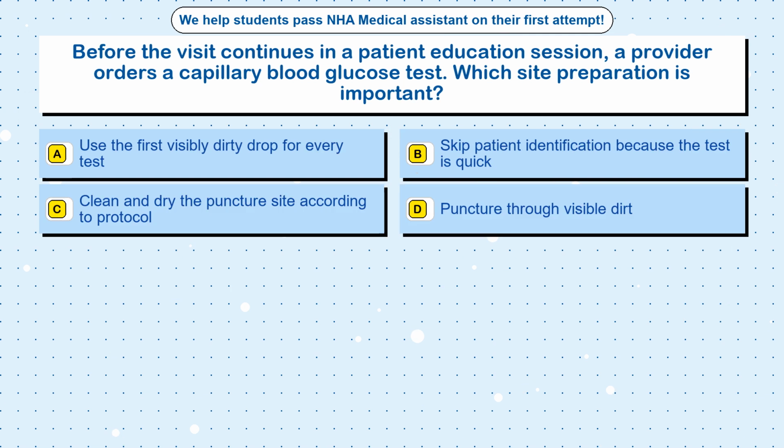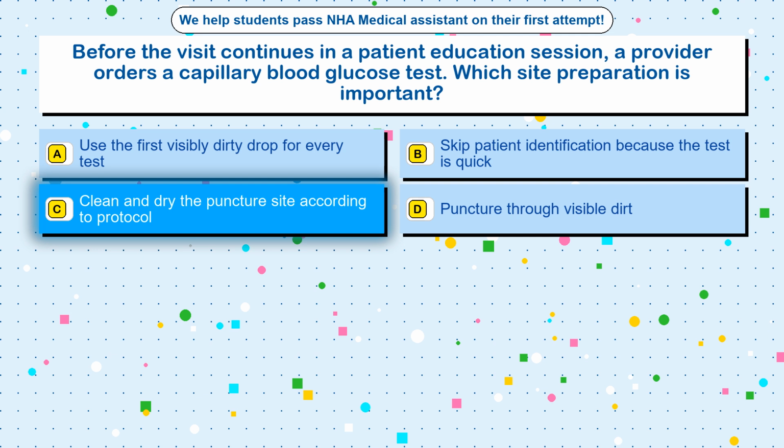Question 42. Before the visit continues in a patient education session, a provider orders a capillary blood glucose test. Which site preparation is important? Option A, use the first visibly dirty drop for every test. Option B, skip patient identification because the test is quick. Option C, clean and dry the puncture site according to protocol. Option D, puncture through visible dirt.